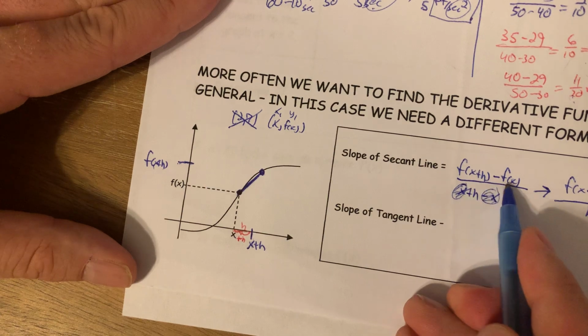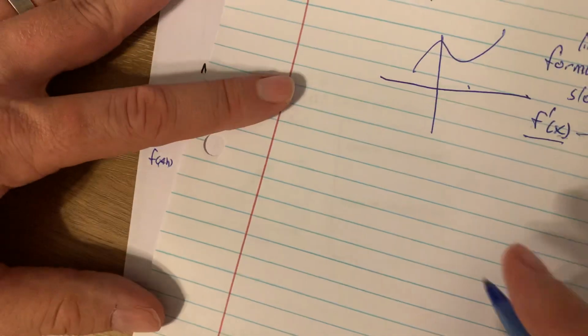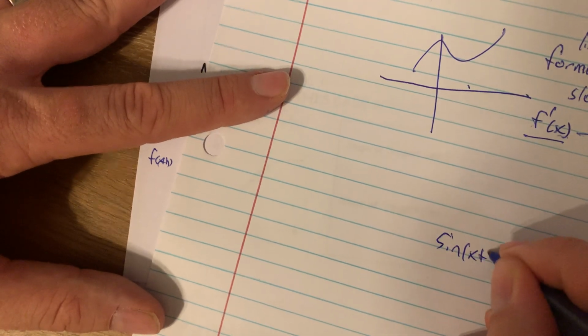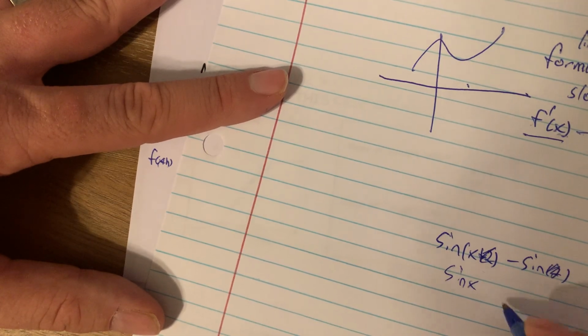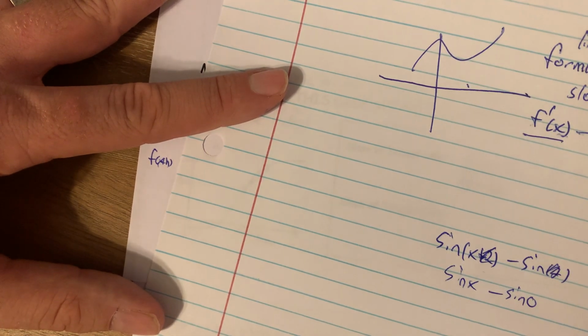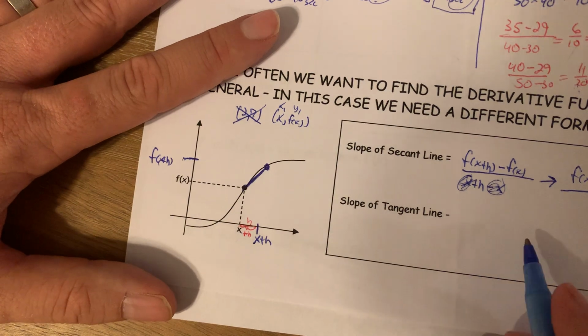Notice that we could not subtract these x's in the numerator because they come inside of a function. You can't do something like sine of x plus 2 minus sine of 2 and say this is the same as sine of x minus sine of 0. This is very bad, don't ever do this. You can't get rid of things inside of a function. So don't try to do that, please.